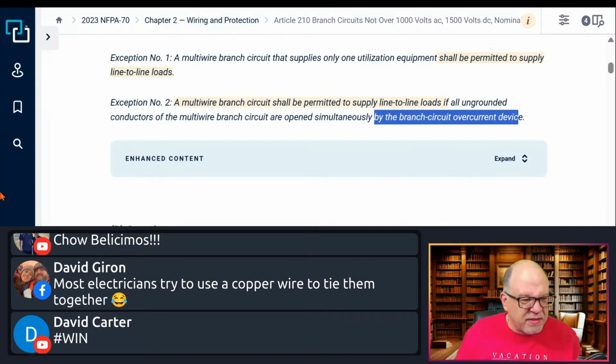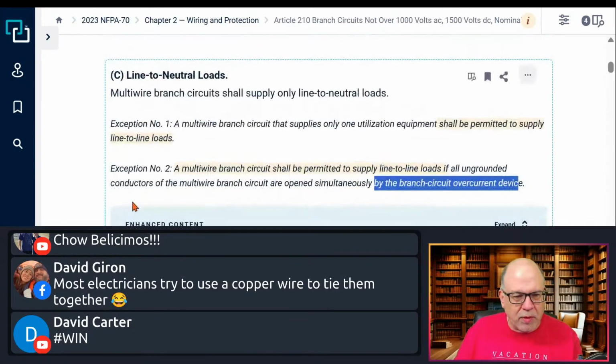What is that? David says most electricians try to use copper wire to tie them together. I am not sure what you mean, David. Can you elaborate a little more? When you say copper wire, I'm assuming the branch circuit is going to be copper. So help me out with what you mean.